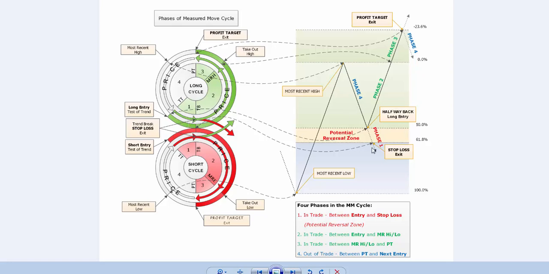Now, say that we had failed. The markets had broken through that 61.8% line. The markets sell off, they break their most recent low, they take out the low, and they hit a profit target or reverse, in this case turning into a brand new short position. The new short setup trades. We're in that phase one again. It either works or it doesn't, and it continues until it fails. Over and over and over again.